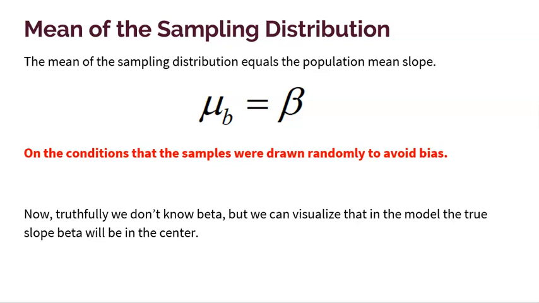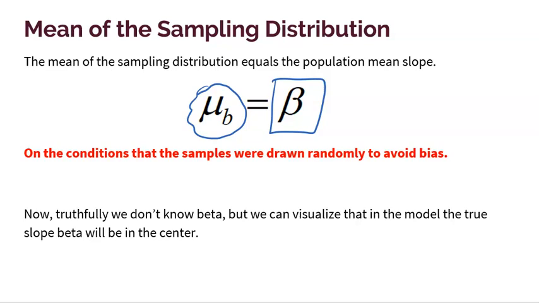Just like we've seen in the past, we're going to find the mean of all possible sample slopes. Well, the mean of all possible sample slopes should equal the true slope of the entire population, not just your set of points, right? That's your sample slope. We're talking about the slope of the entire population that you're examining, and we call that beta. This is on the condition that the samples must be drawn randomly to avoid bias.